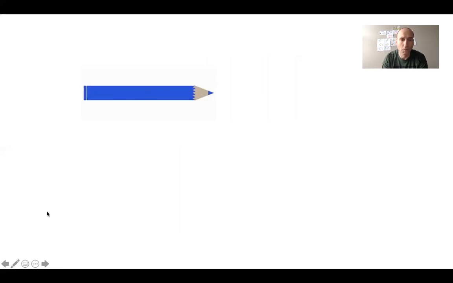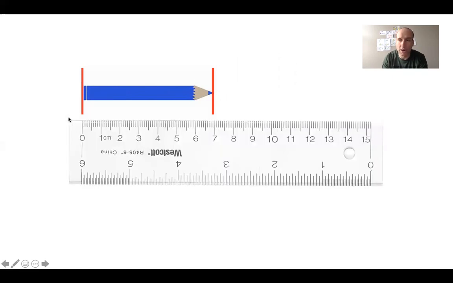Now, boys and girls, when we're measuring, we want to look at the endpoints. The endpoints are from one end of the object to the other end. So I want to make sure that I'm measuring that object right at one endpoint all the way to the other endpoint. So I line up my ruler.